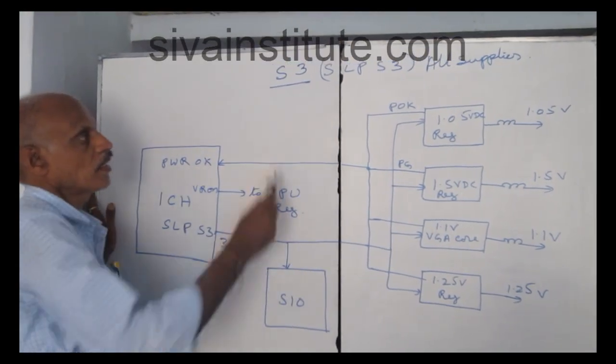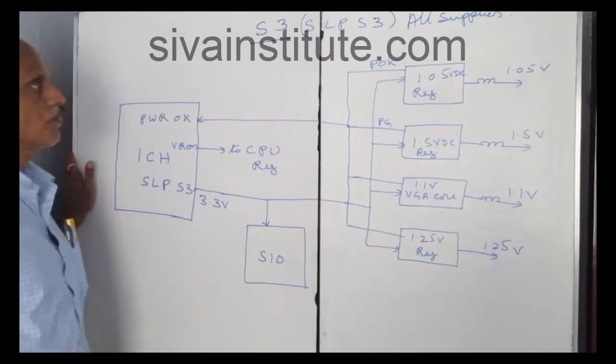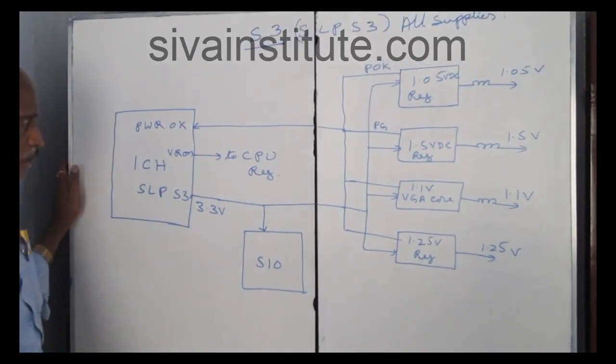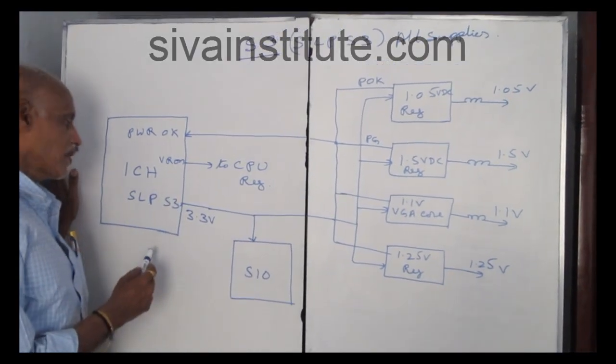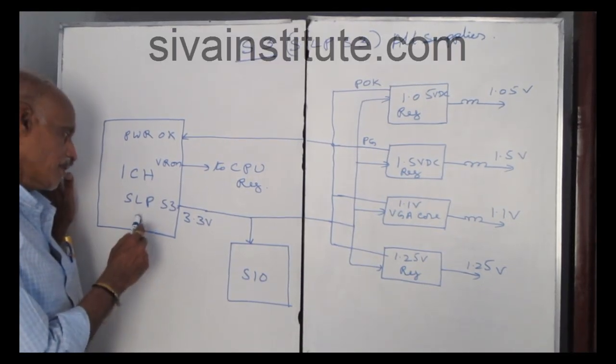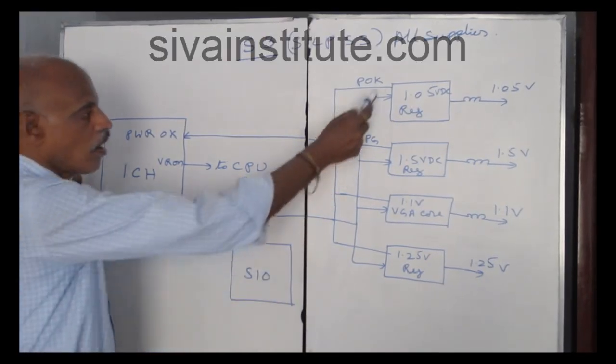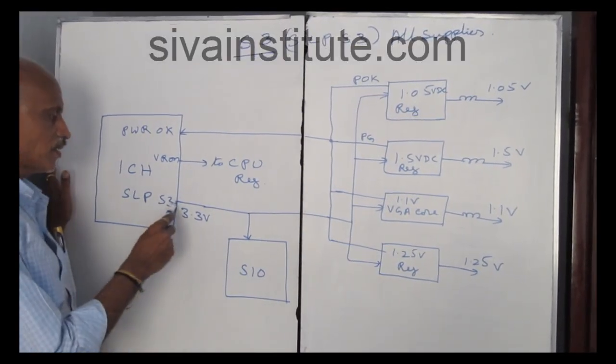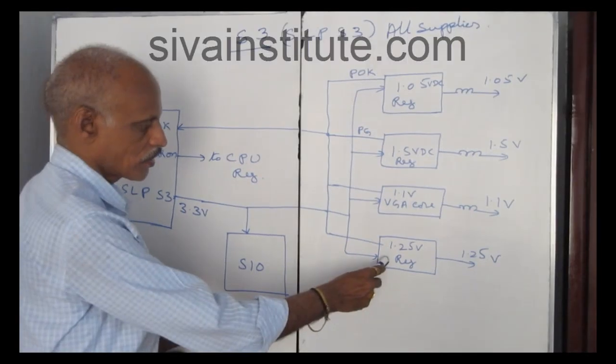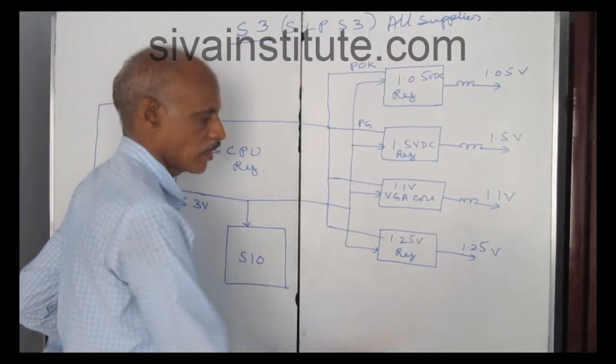SLP S3 or S3. This is run power. After the S4 command, this will come. After the S4 command, this IC releases ICH SLP S3 3.3 volts to SIO and all regulators. When this SLP S3 voltage comes to this regulator, voltage comes out from this IC.